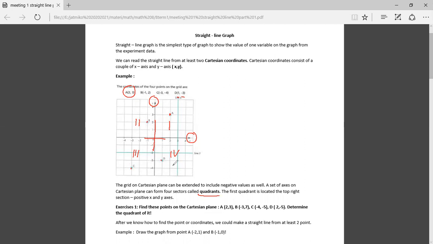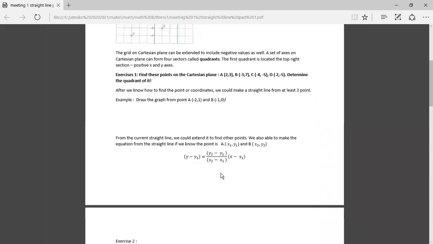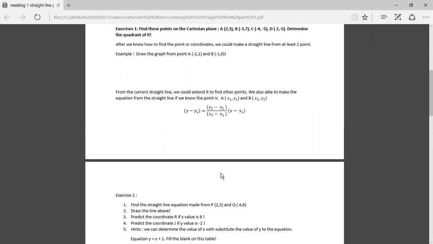Now, please do this exercise 1: make a graph to plot these points on the Cartesian plane and determine the quadrant of each. Okay, you can make it on your own paper first. After you're done with exercise 1, we will continue to the next part.